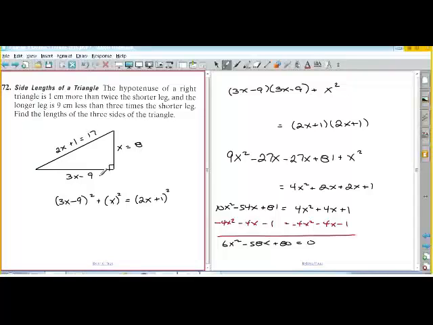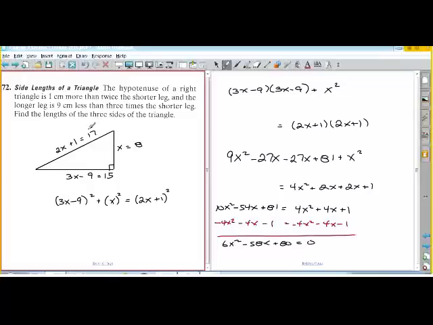So this is 8. This is going to be equal to 17. And this is going to be equal to 24 minus 9, which is 15. So let's just double check. Let's take 8 squared plus 15 squared, which is equal to 289. Take the square root and you get 17. So this is a Pythagorean triple. And you see it works out.